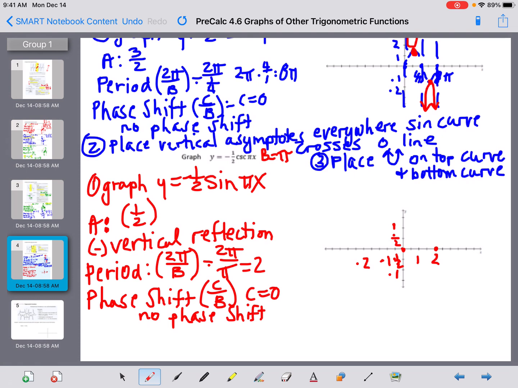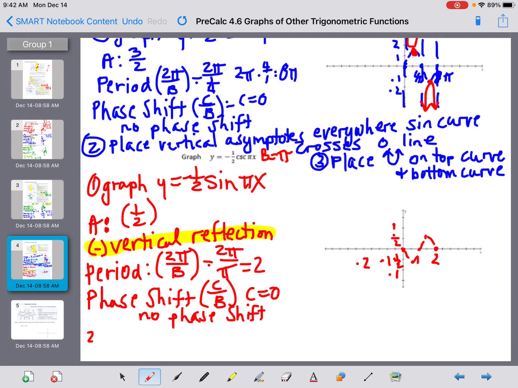Normally my graph goes up and then it comes back down, goes underneath, and goes back to where it starts. But because of this reflection, I'm going to actually start down. So I'm going to come down to my lowest point, back up to my highest point in here, and I'm going to dash these. Okay, so there's the sine curve I needed to graph.